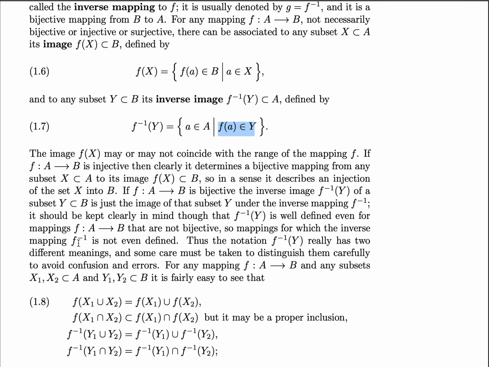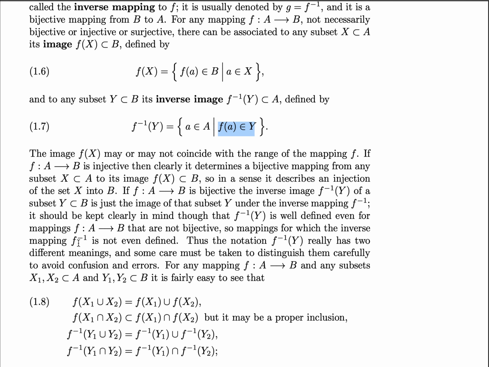That is, consider any element x. By f it is mapped to one point since it is injective. Therefore, we have a bijection from that corresponding point to the original point. If f from A to B is bijective, the inverse image f inverse of Y, a subset of B, is just the image of that subset under the inverse mapping f inverse.